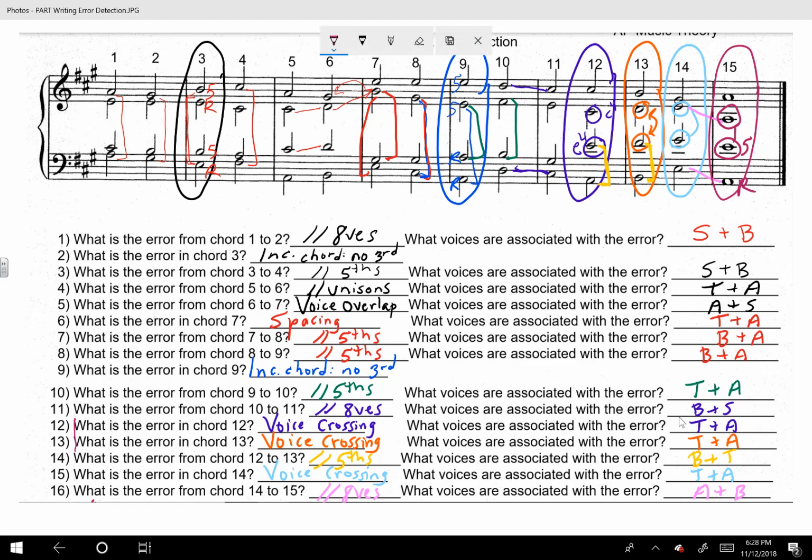There's the root, there's the fifth, there's the root, and there's the root. So hopefully you did well as a part writing error detection detective.